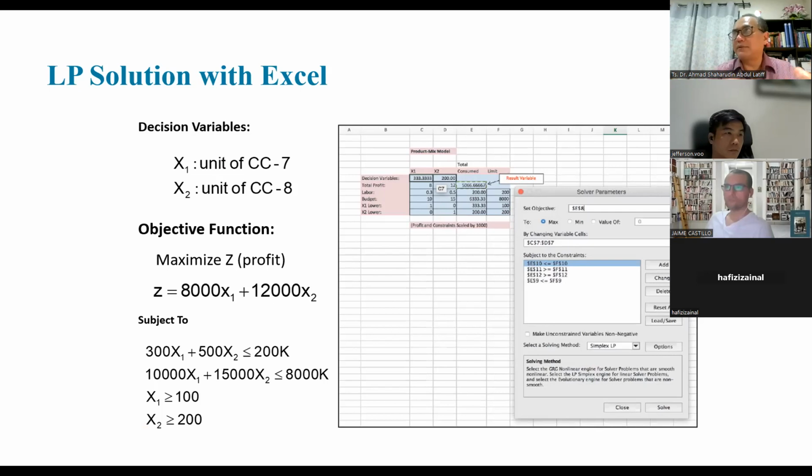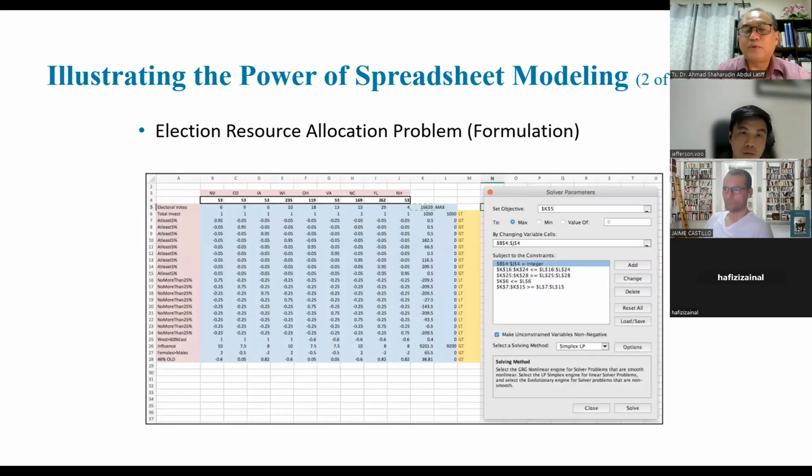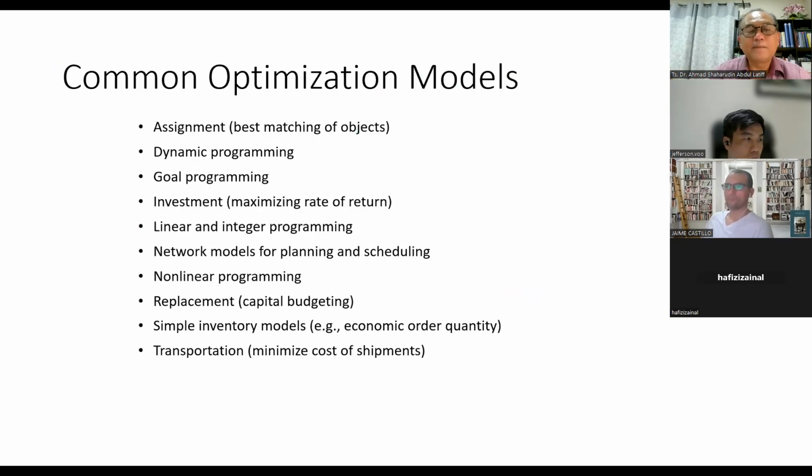I will go quickly because we're coming to 9. I need to move to the next topic after this. So you can just go through the example, and then this is another election resource allocation problem given in the Excel file. You can try. The formula is given here.